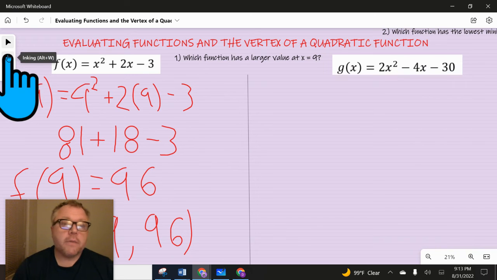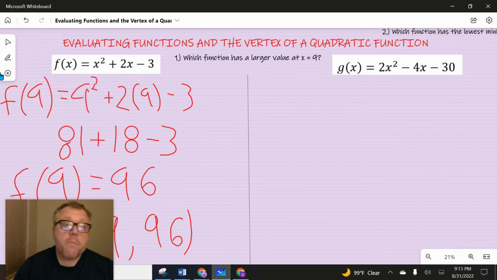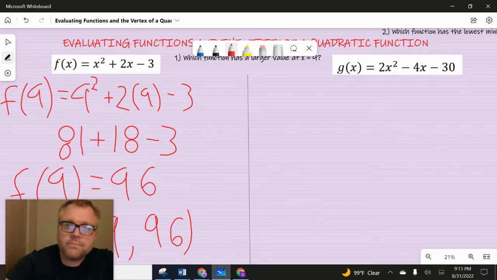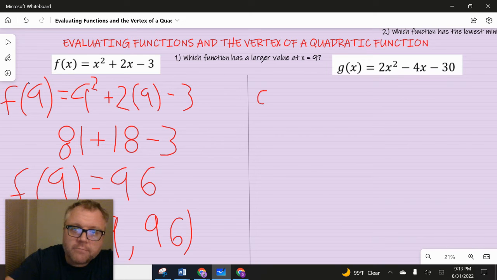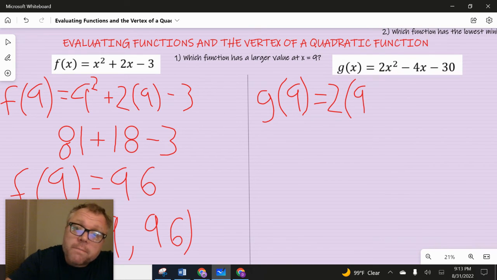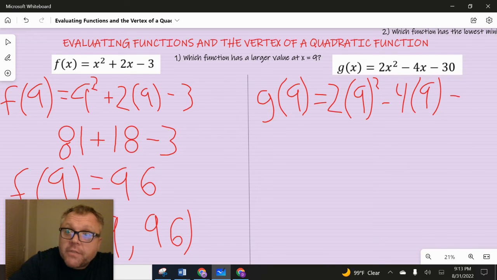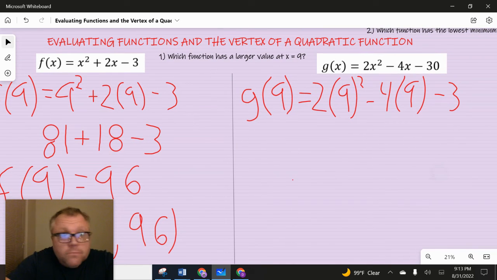So, same thing we did for f of x. Put a 9 there for x, and then clean it up. So g of 9 equals 2 times 9 squared, minus 4 times 9, minus 30.